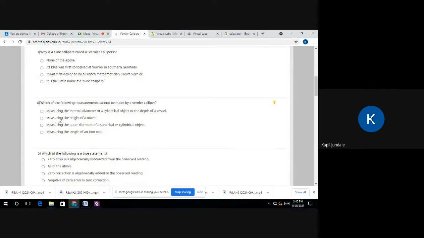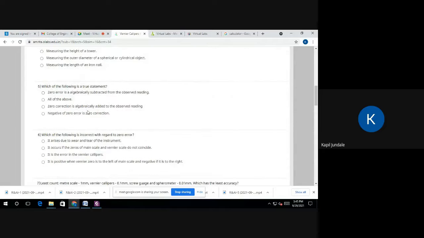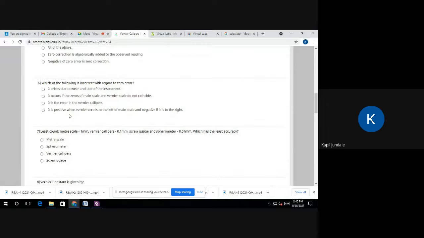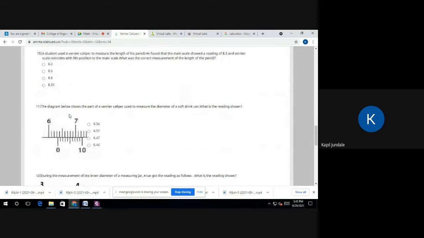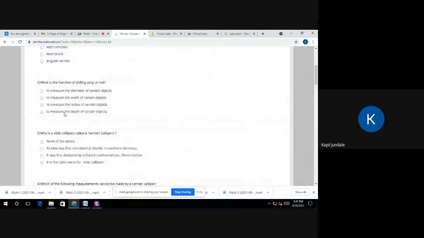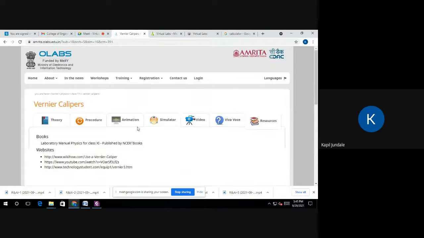Okay, you have to select out of those four, which of the following measurements cannot be made by a Vernier caliper. Next one is, which of the following is the true statement. You can read those four and you have to solve each and every one. This is the viva, and you have to submit that. These are the materials related to that. Can you complete this one? Can you complete everything?